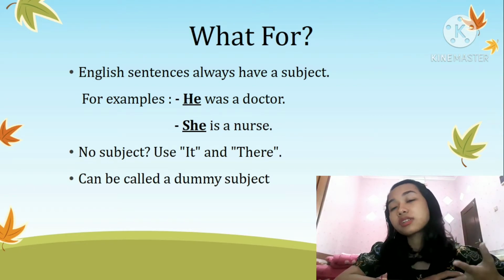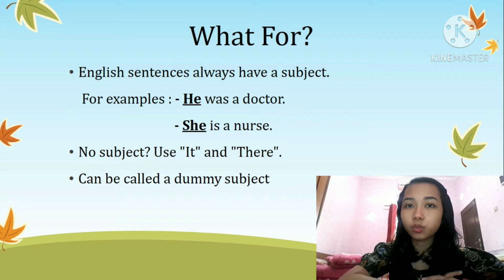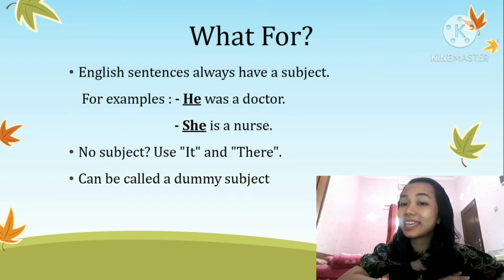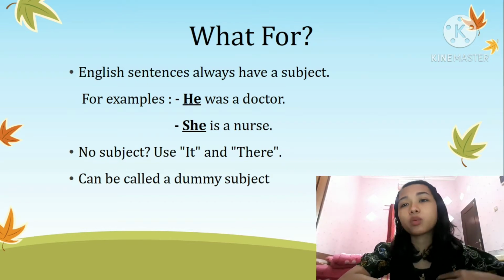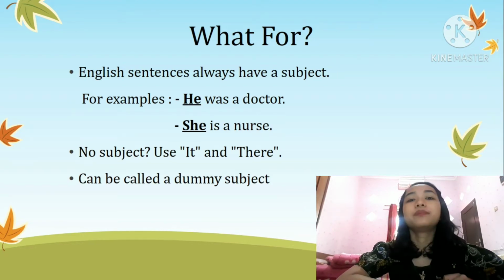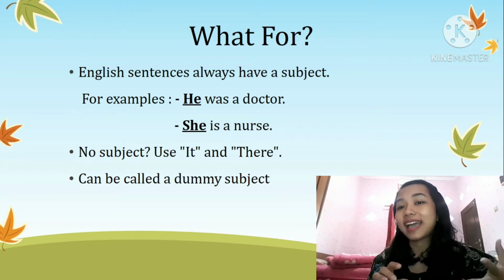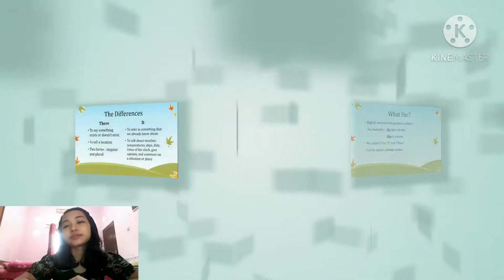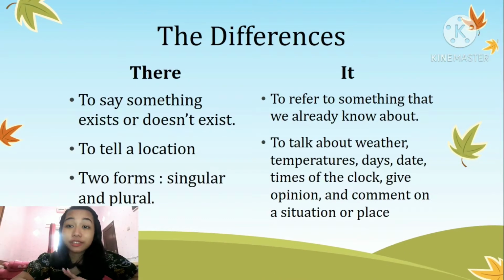That's why the existence of a subject is quite important in a sentence. And if there is no subject in a sentence, then we can replace it with it or there. And when it and there are used as a subject, they are also called a dummy subject. The next one is the differences between it and there.